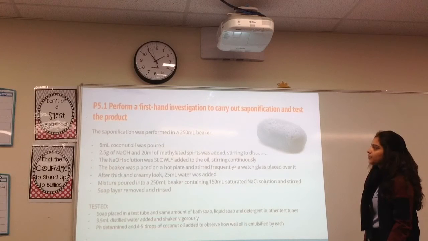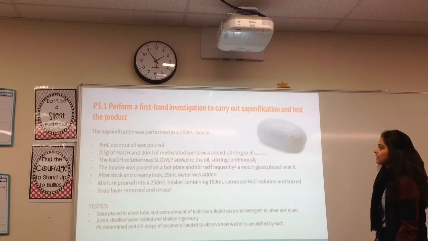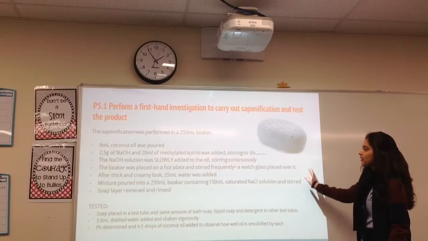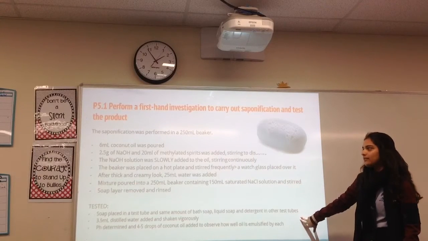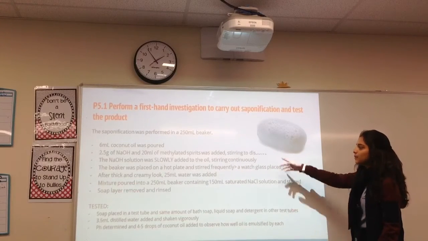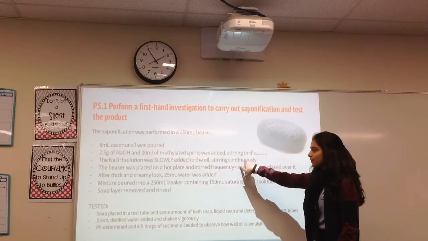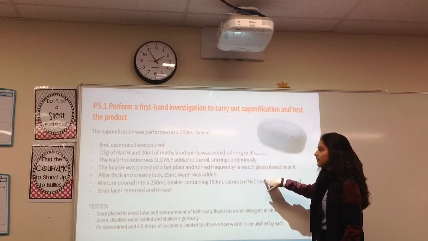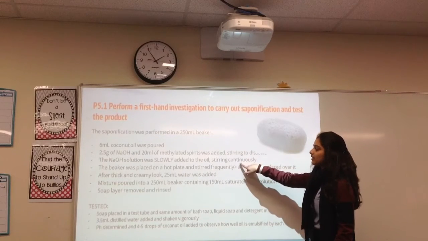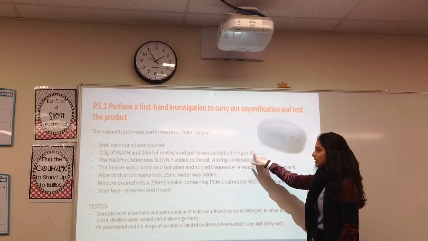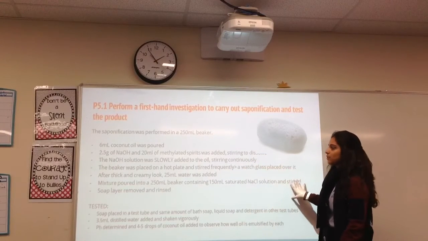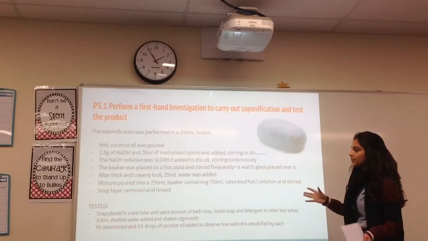The first practical is to perform a first-hand investigation to carry out saponification and test the product. This occurs in a 250 ml beaker, as we have done in the lab. We used coconut oil, and sodium hydroxide and methylated spirits were added and stirred to dissolve. The sodium hydroxide solution was added to the oil, stirring continuously, but it was slowly added to ensure the reaction wasn't exothermic.